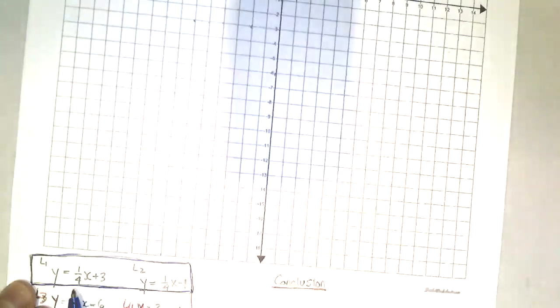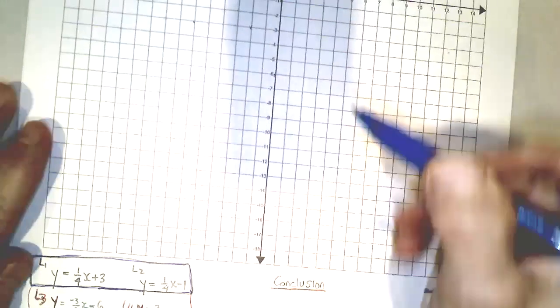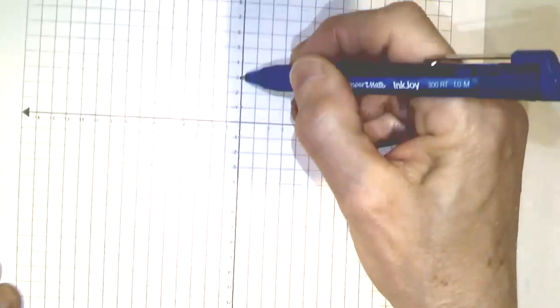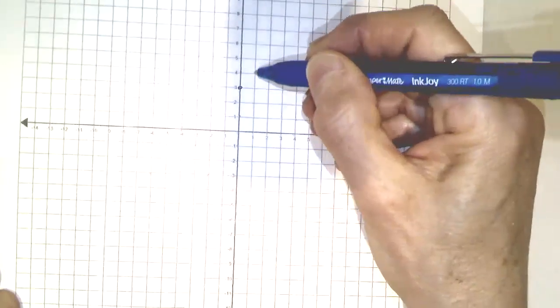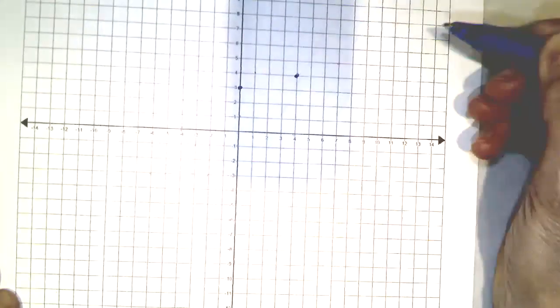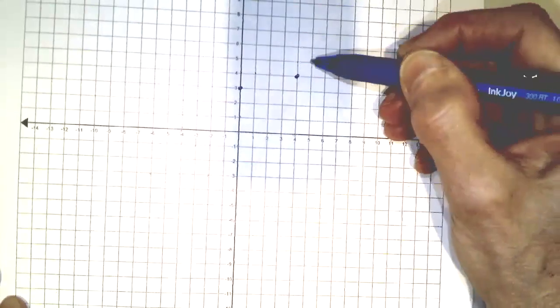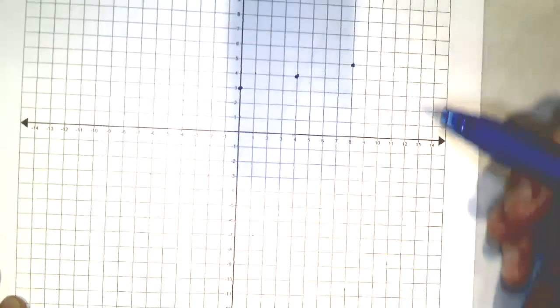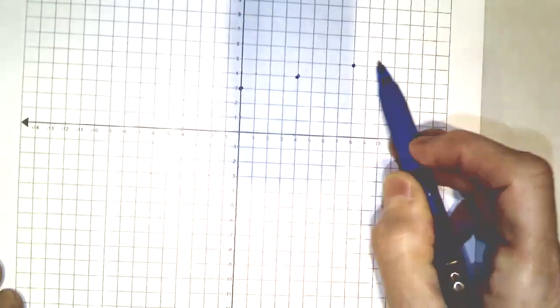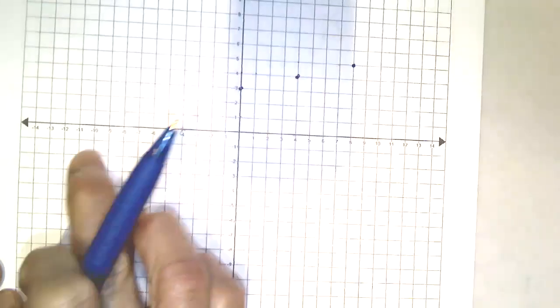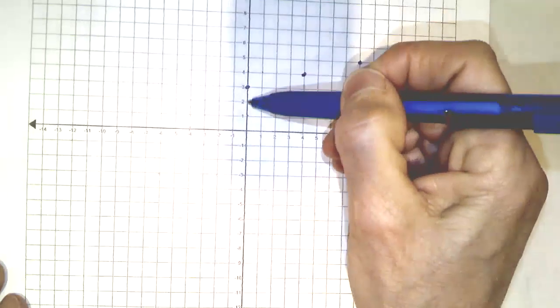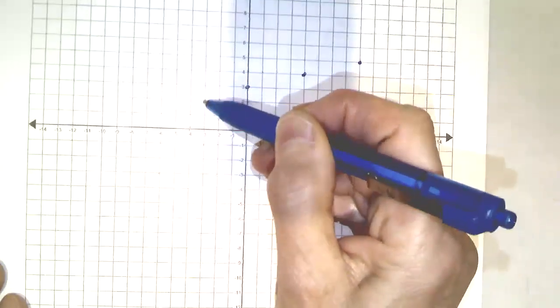To graph it, we simply count slope. Rise 1, run 4. So that's what I'm going to do. I'm going to rise 1, run 1, 2, 3, 4. Put a dot. I'm going to do it again. Rise 1, 1, 2, 3, 4. Put a dot. I want my line to stretch this way, but I also want it to stretch to the left. So I go down 1, 4 to the left.